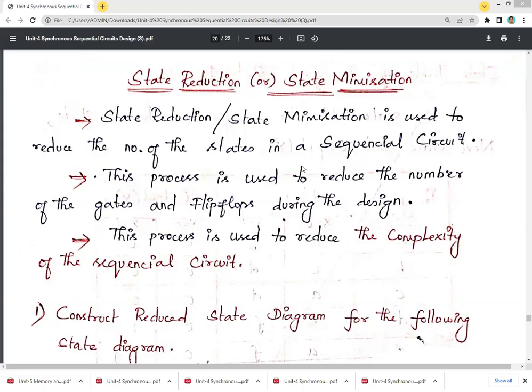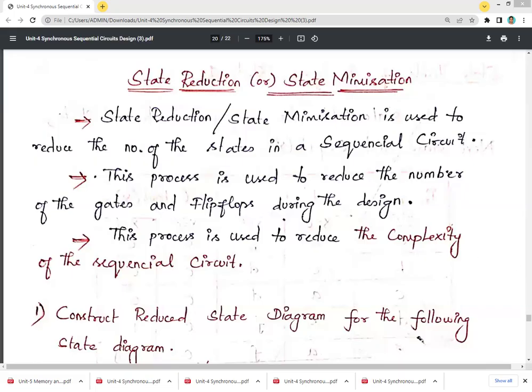Because, for example, if your sequential circuit has 9 states and some states are repeated, then we can use them only once. So instead of 9 states, we can represent the same sequential circuit with only 7 or 6 states. Due to this reduction, the number of flip-flops required for the given sequential circuit design will also get reduced. For that purpose only, we use state reduction or state minimization.